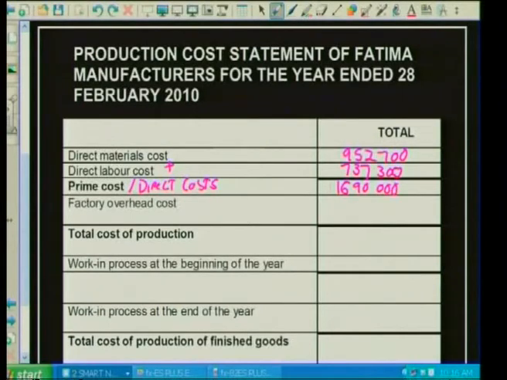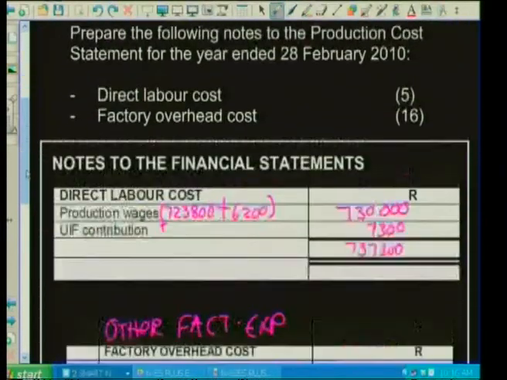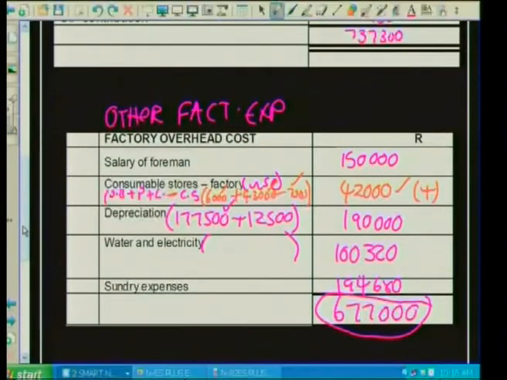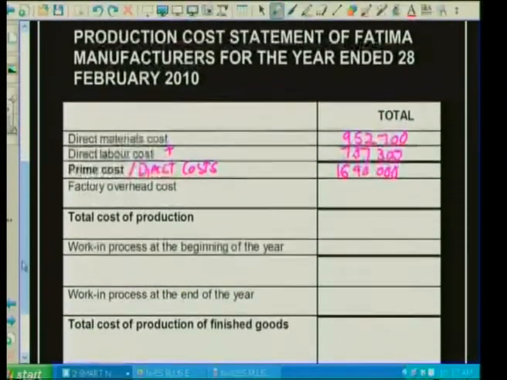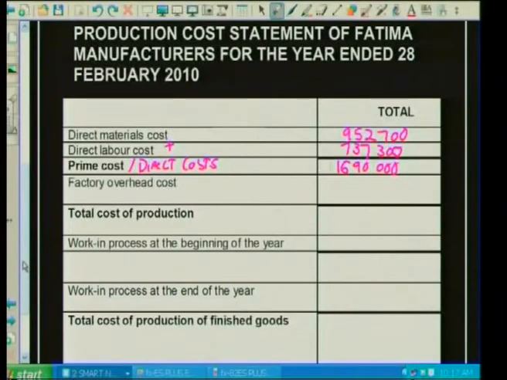90,000. Right, next item is our factory overhead costs. That's what we've just calculated in the previous question. So let's go back to that. Our factory overhead cost was an amount of 677,000. So again, simply taking it through to your production cost statement, factory overhead cost, an amount of 677,000. Okay, right, we can now calculate our total cost of production.